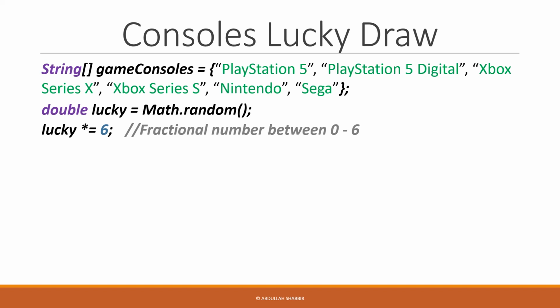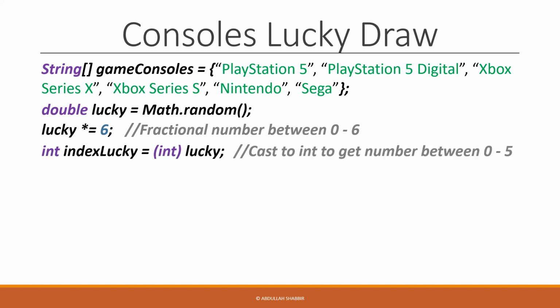Remember that lucky *= 6 is just multiplying lucky by 6 and updating itself with the new value. And then we want to cast that variable into an integer so that we don't get a fractional number anymore, but we get a whole integer number, and that's between 0 and 5. The way we do casting is we just write the type that we want to cast it to between brackets just before the variable name here. And then we can store that in an integer called luckyIndex. So now we end up with this luckyIndex variable that is between 0 and 5.